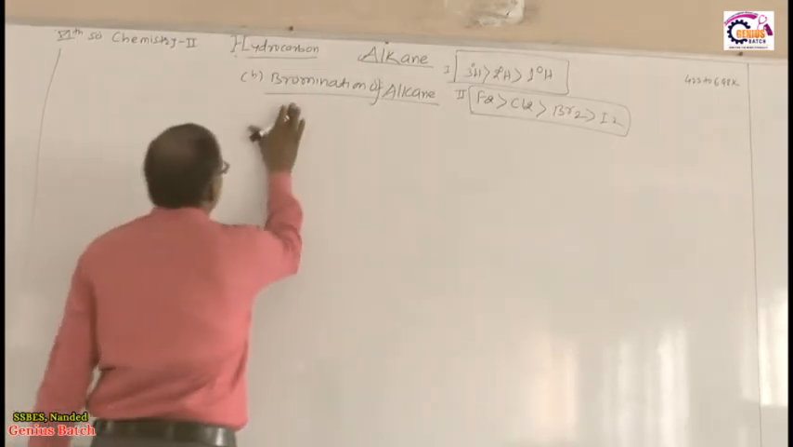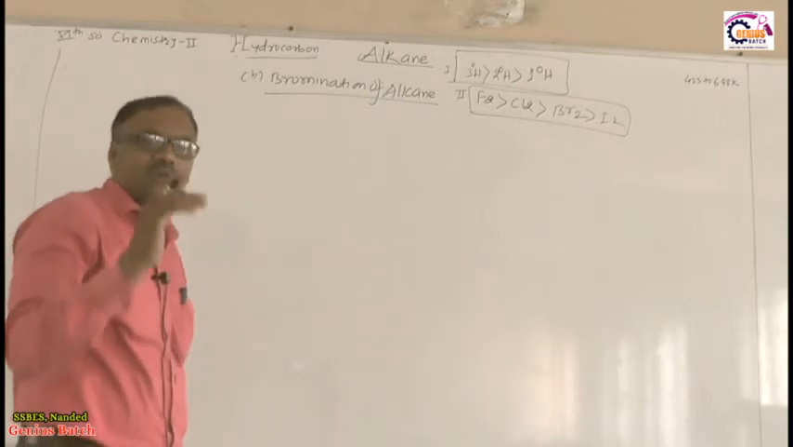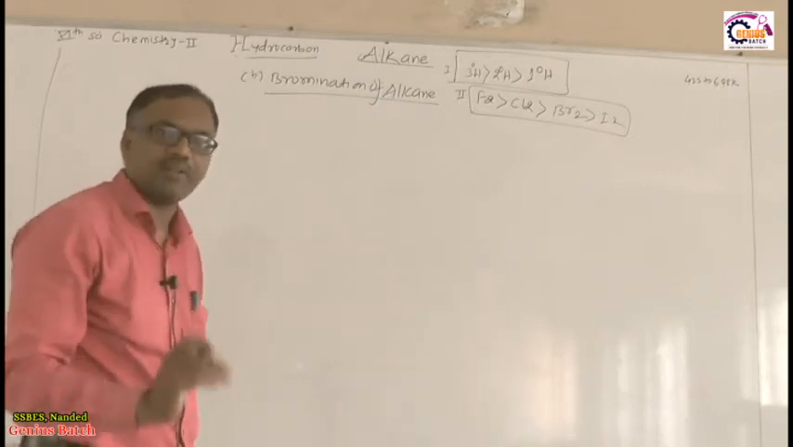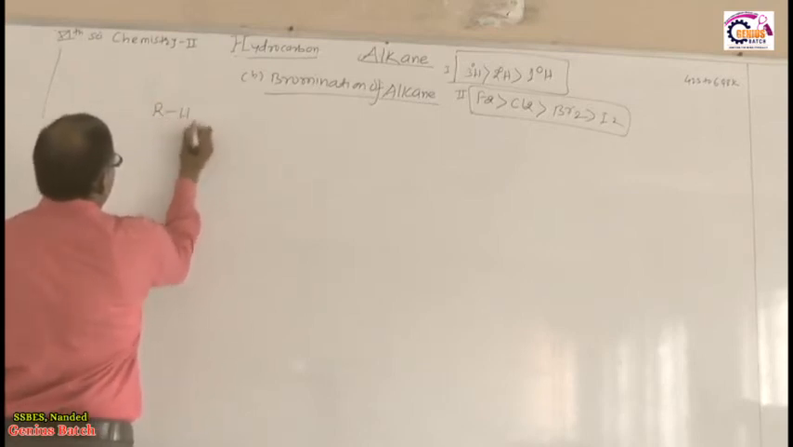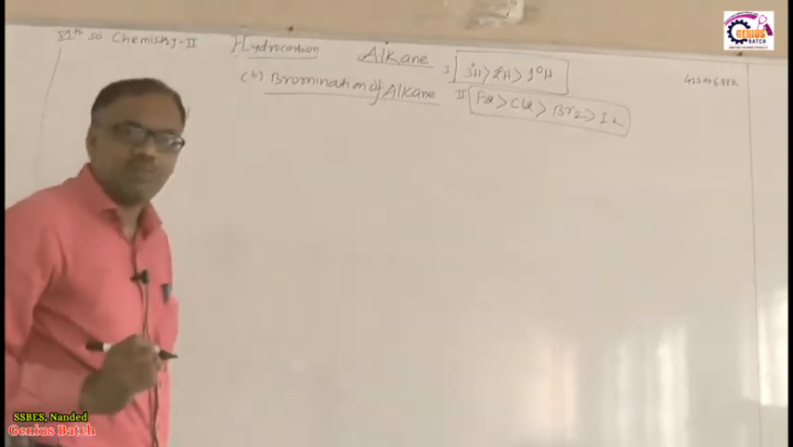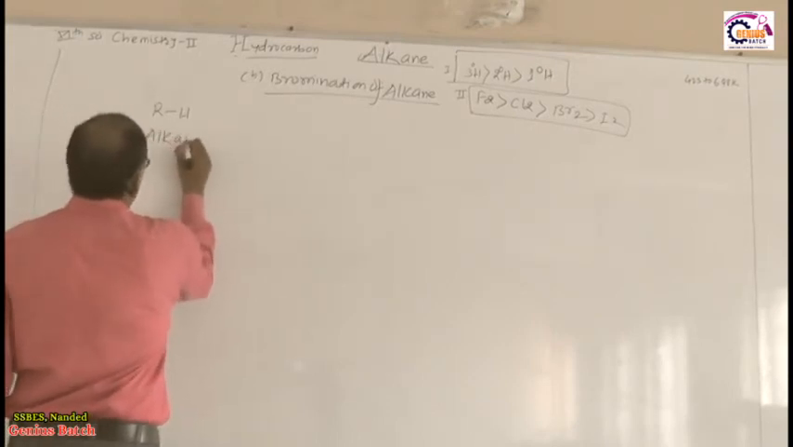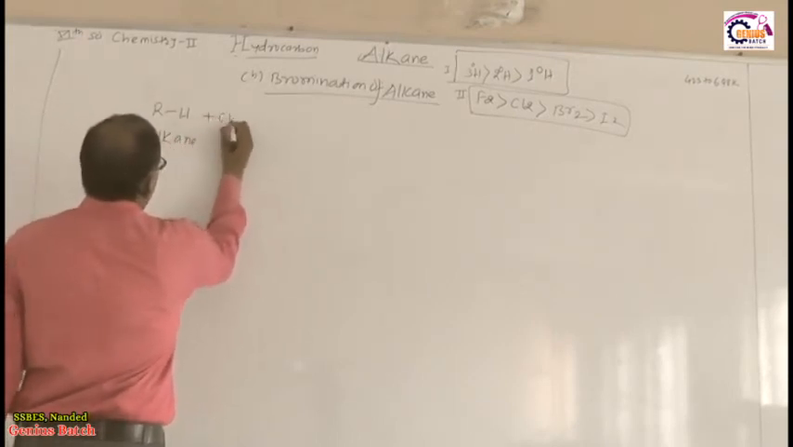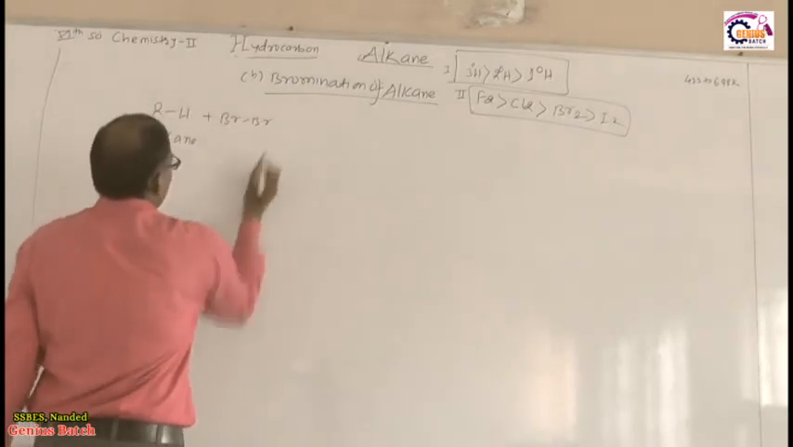So next is the bromination of alkane. What do you mean by bromination of alkane? What is the general reaction and what are examples? That we will see. So see here. This is the alkane, the representative formula of alkane, RH. So when this alkane is reacted with the bromine, right? Okay, so this is the bromine.